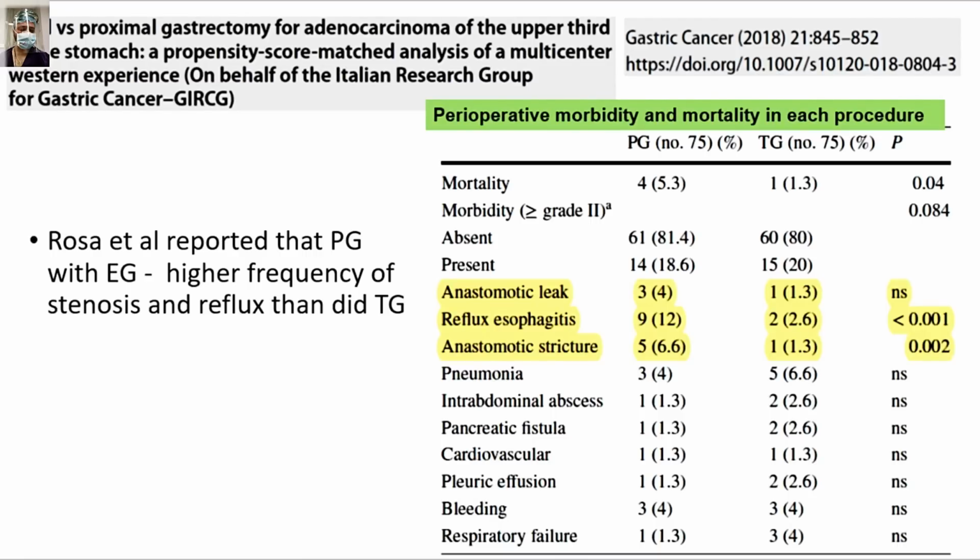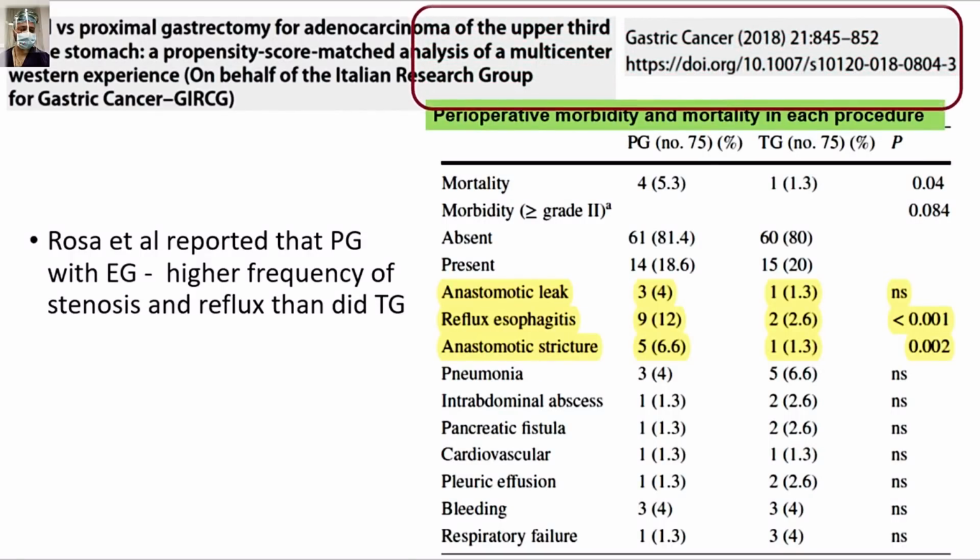This is another important study by Rosa et al., published in Gastric Cancer in 2018, in which they studied total versus proximal gastrectomy for adenocarcinoma of the upper third of the stomach, a propensity score matched analysis of a multi-center Western experience on behalf of the Italian Research Group for Gastric Cancer.